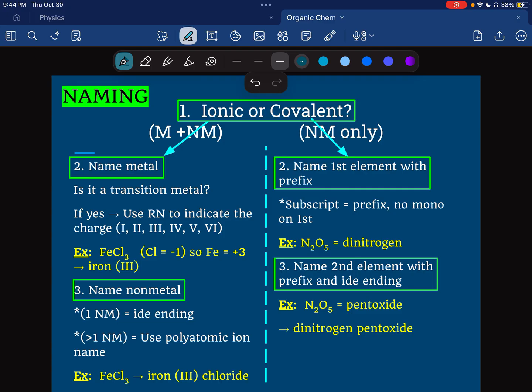So we have to think about the bonds that we have. First of all, your number one step is going to be identifying: is it an ionic bond? Let me use another color here so you can see. Pink will work. That'll show up cool.